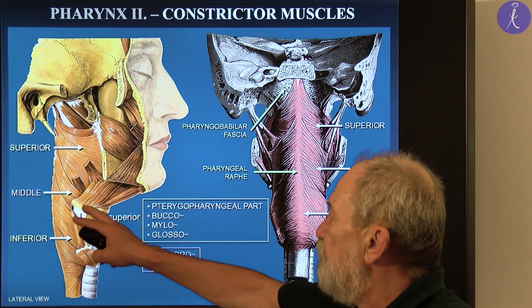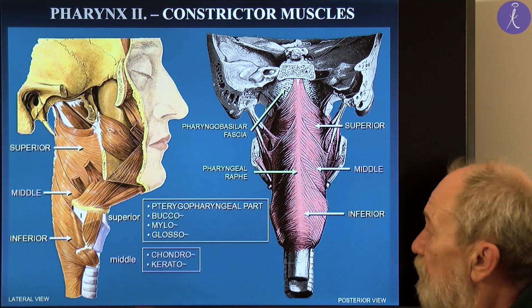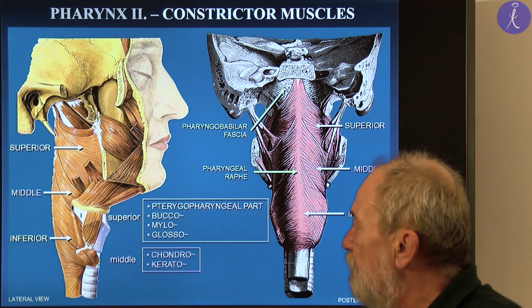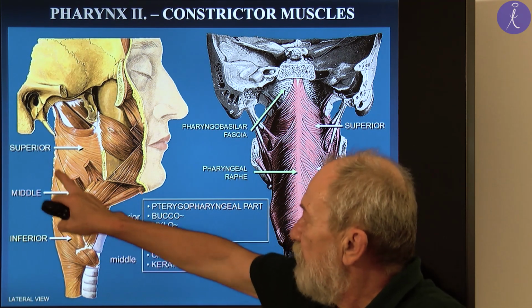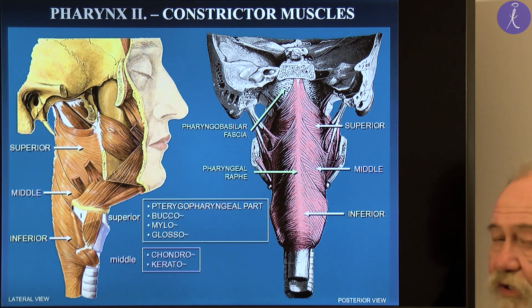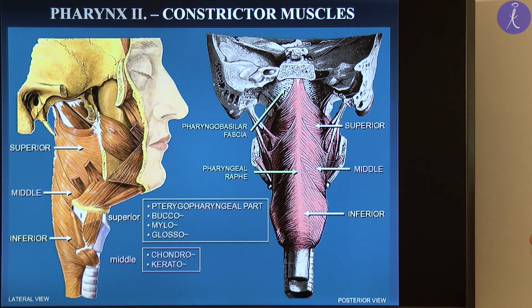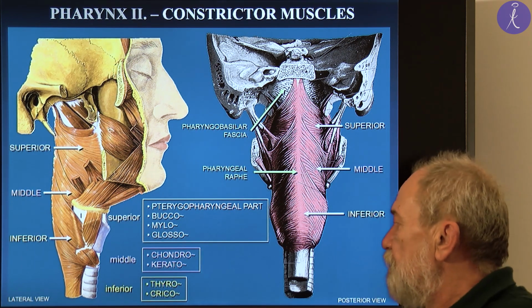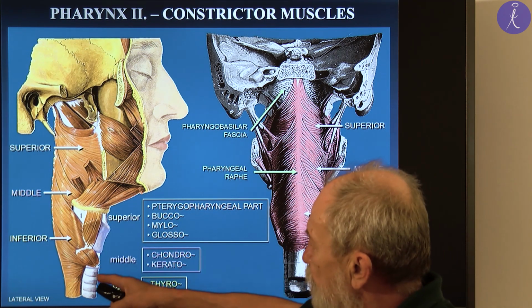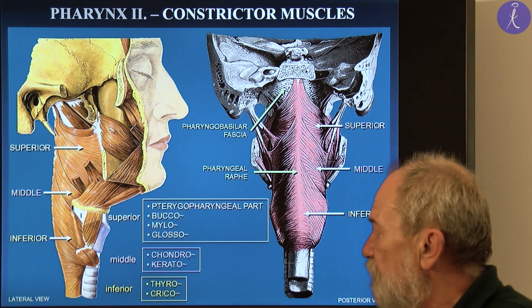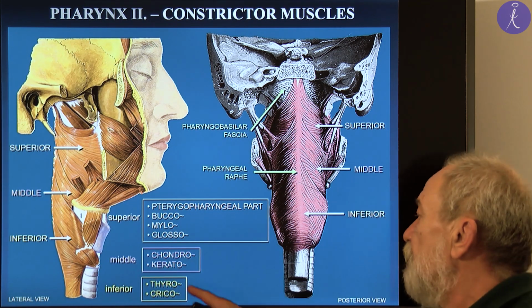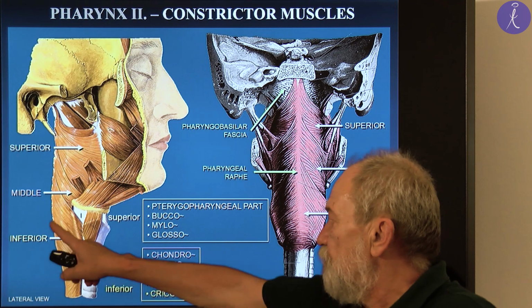The middle constrictor has got two origins. Both of them come from the different portions of the hyoid bone. The one which comes from the lesser horn, this is called chondropharyngeal, and one coming from the greater horn and going backward, that is called the keratopharyngeal part. And the lowest one has origin from the cartilages of the larynx. This is completely new for you. This biggest cartilage of the larynx is the thyroid, therefore thyropharyngeal part, you should name this.